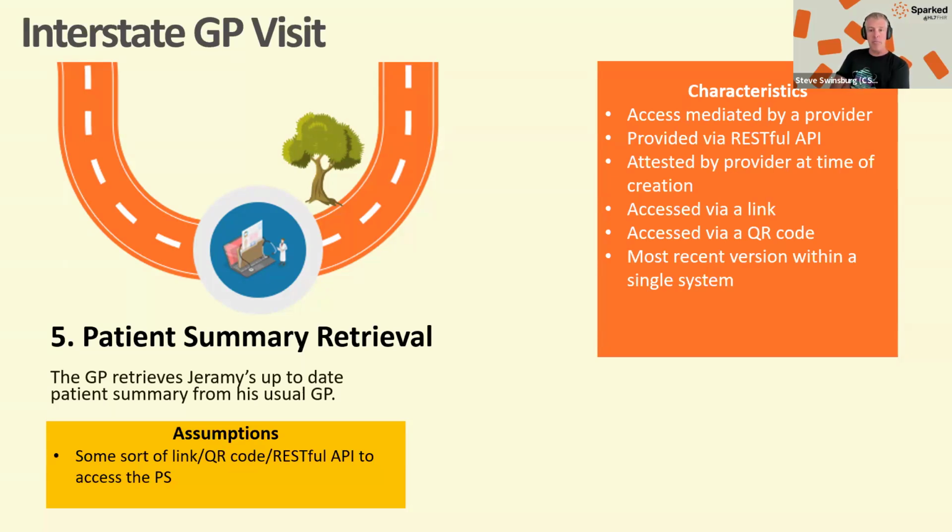There are a couple of embedded assumptions again here. So the patient summary is provided by a RESTful API or a link or a QR code. There are assumptions, again, for accessing the patient summary. So similar to the last step in terms of some of the assumptions, but it's a good cross-section. Both of these are a good cross-section across all of those different characteristics. So any questions or feedback on any of those?